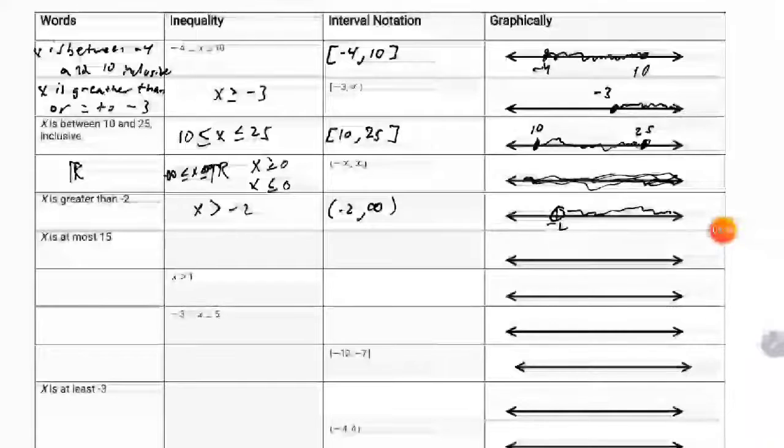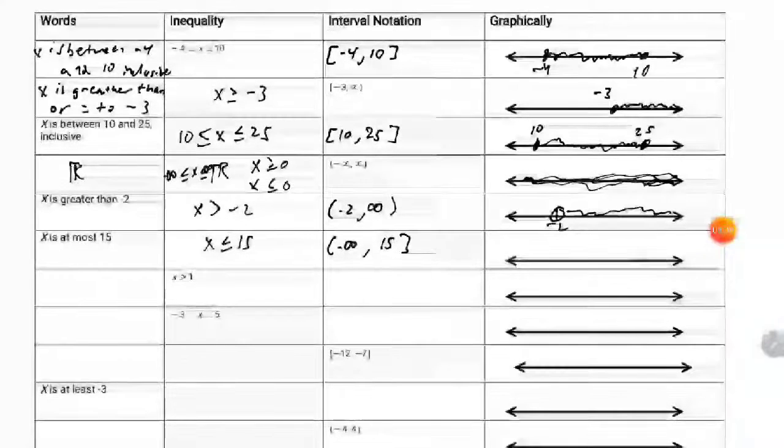X is at most 15. Which is the same thing as x is less than or equal to 15. This one, we can be all the way down to negative infinity. And then at most, 15 is a bracket. So we have 15 here, solid dot, shade all the way over here.